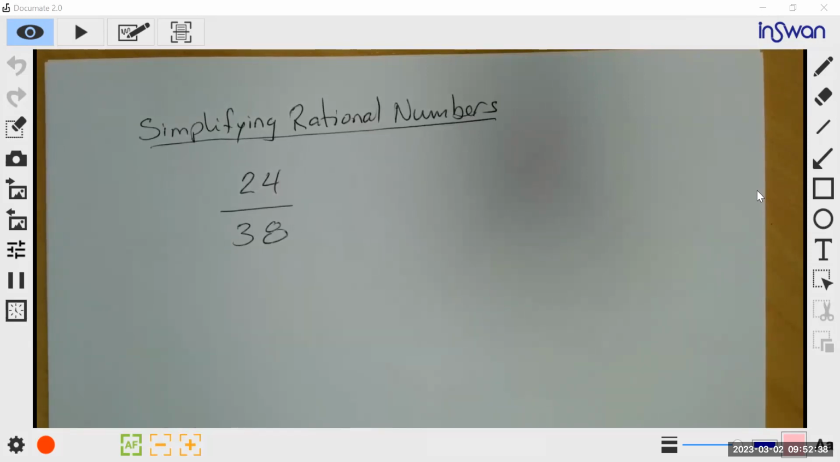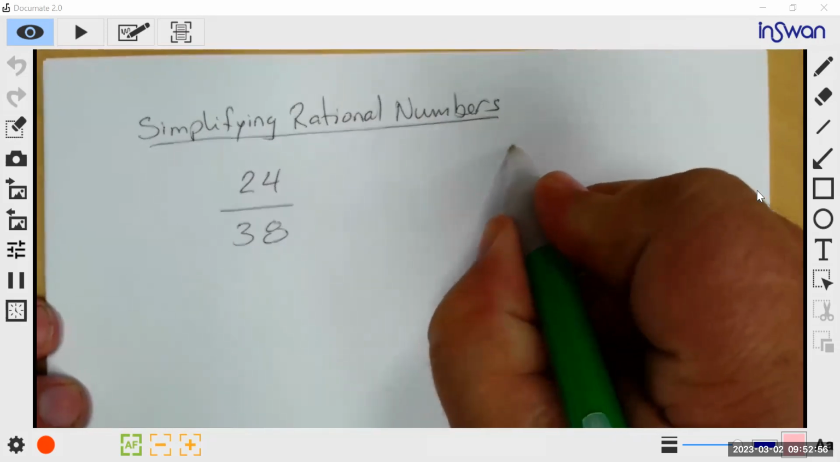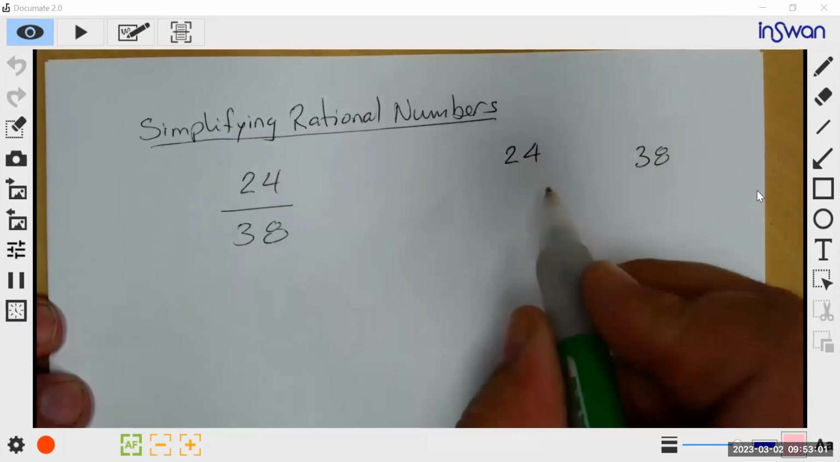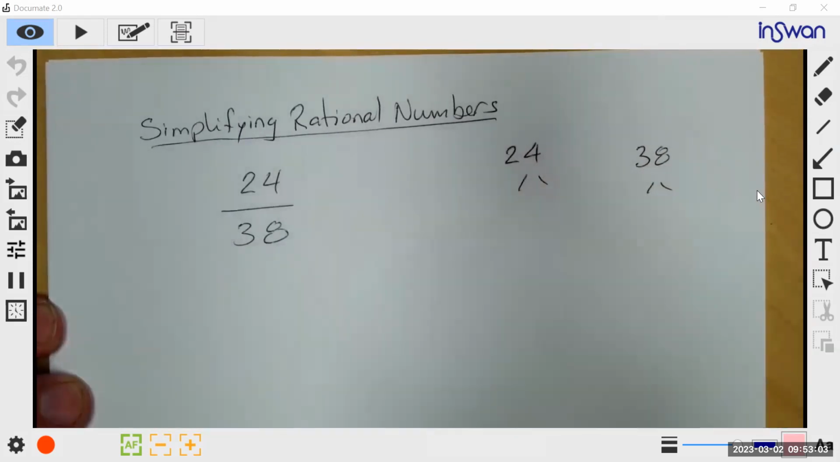So what would we do here? How would we simplify this rational number? Yes, we can do that. So what you're getting at is, let's see what they have in common and reduce. So what we should do first is take both of these numbers and try and factorize it.